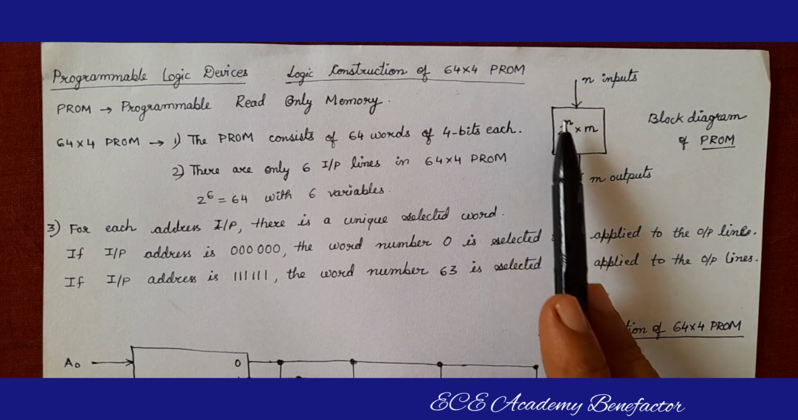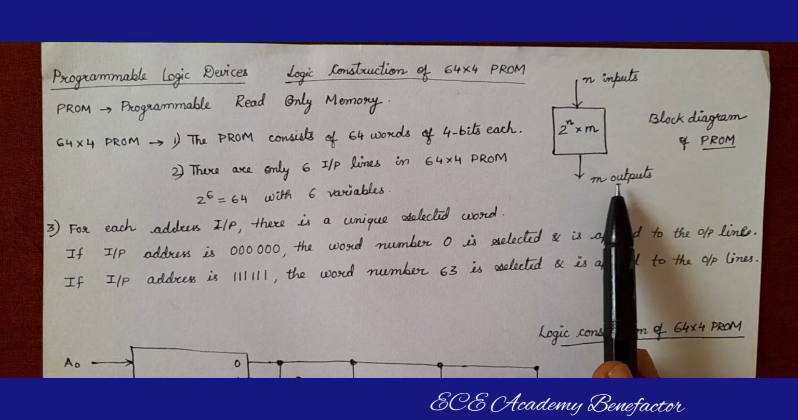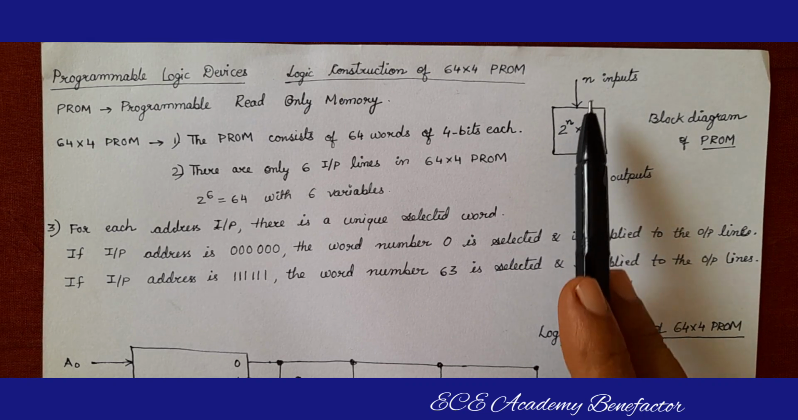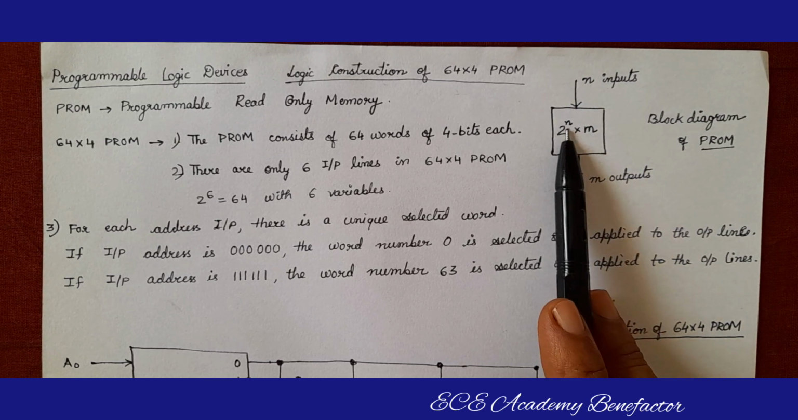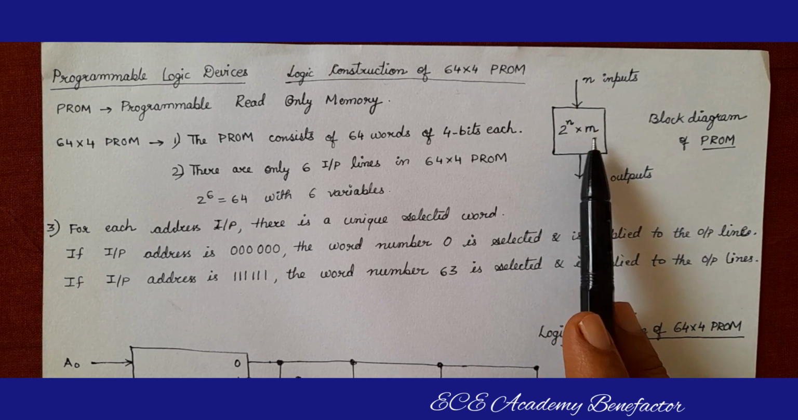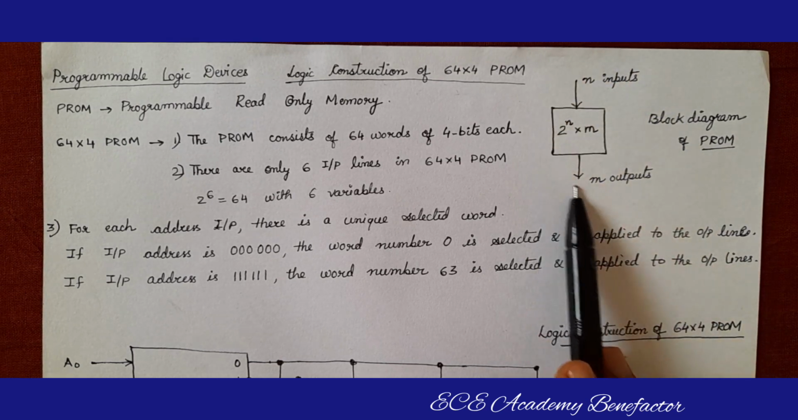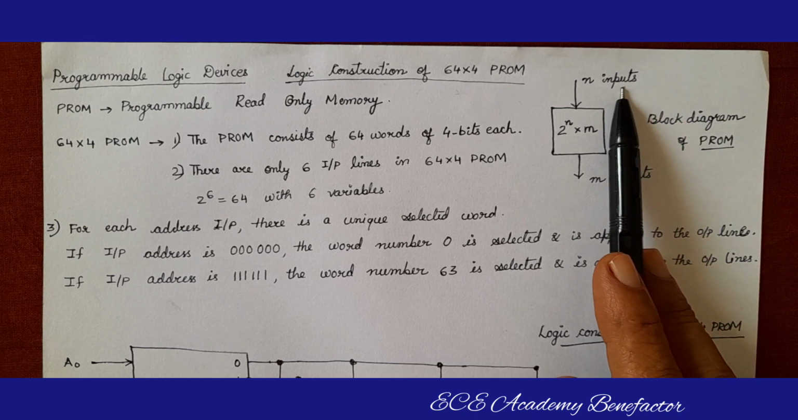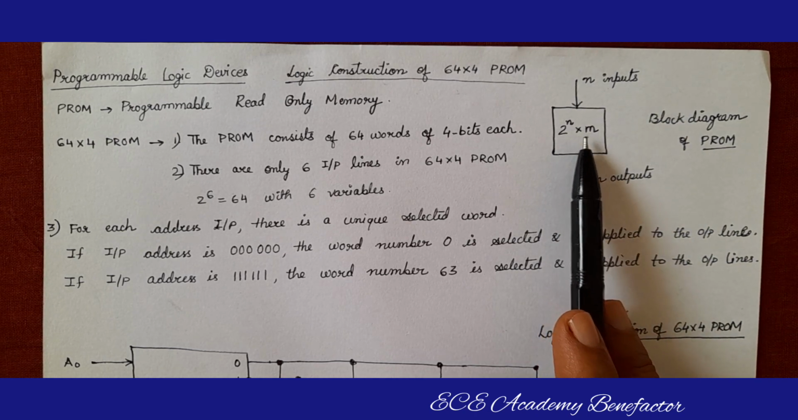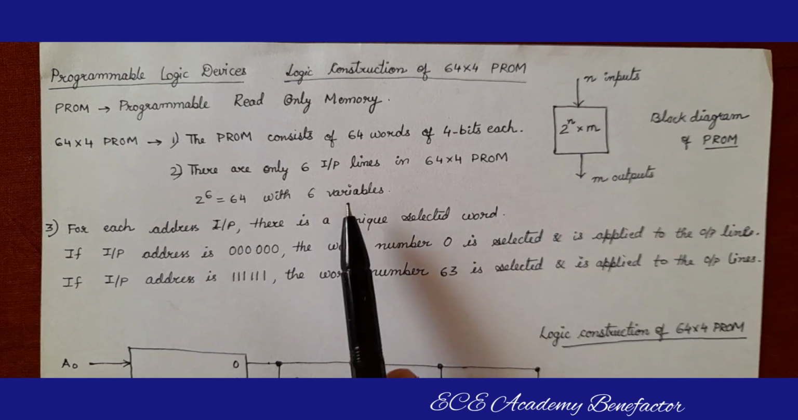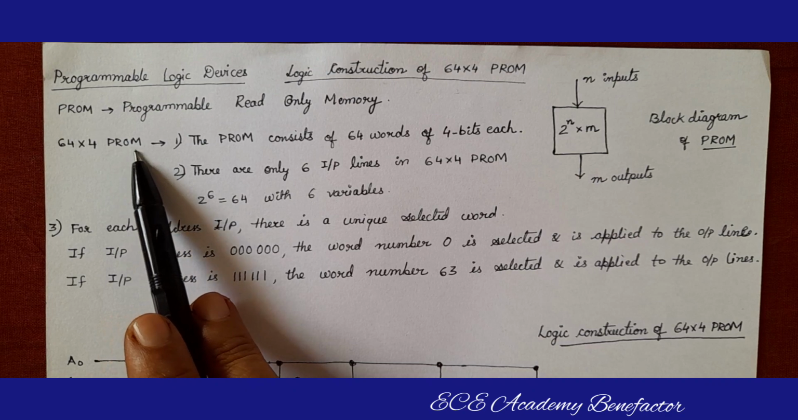The block diagram of PROM is this one, that is n inputs and m outputs. For n inputs, we will be having 2 to the power of n addresses and m outputs. So, this is a way to draw the block diagram of PROM, n inputs, m outputs. It is 2 to the power of n cross m. So, how to draw this 64 cross 4 PROM?